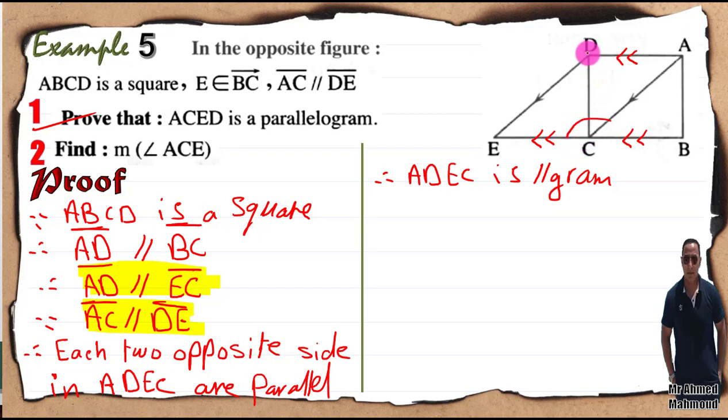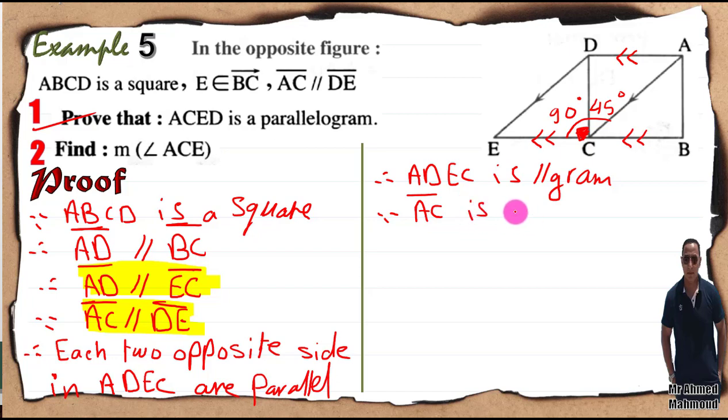Now because DC is perpendicular to BC, this angle is right because of the square. And the diagonal of the square bisects the angle into two halves, so this angle ACD equals 45. Now angle ACE equals 45 plus 90, which equals 135.